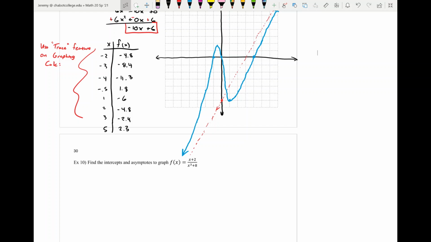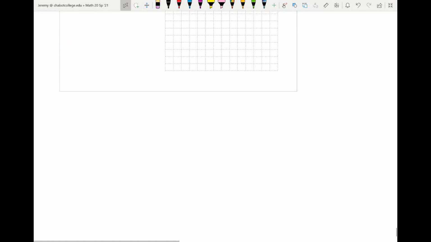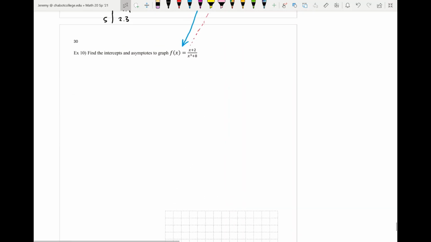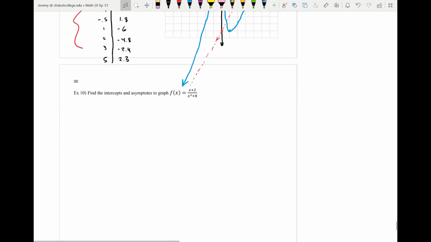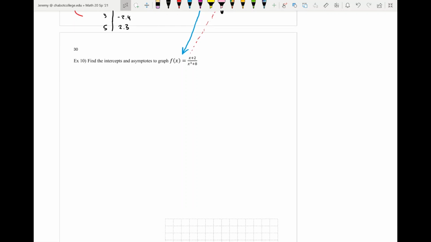Okay, great. So example 10, and oh my gosh, this is the last problem in chapter 3. Amazing. So same thing, we want to find the intercepts and asymptotes, and we want to graph this function, f of x equals x plus 2 over x cubed plus 8. Okay, well, we'll go through the same process that we have been.